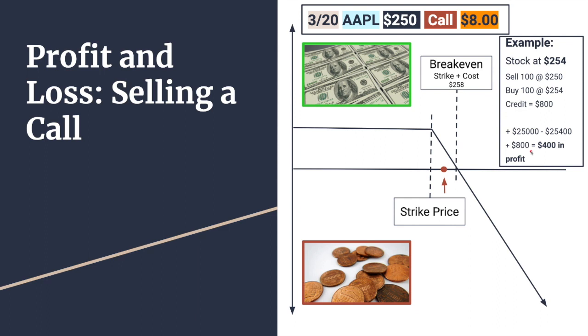So one thing to keep in mind is that although these have potentially infinite losses, which we'll get into on the next slide, you don't have to get the direction of the stock right. It can move up or down from your strike price as long as it doesn't move too much, and you will still make money.